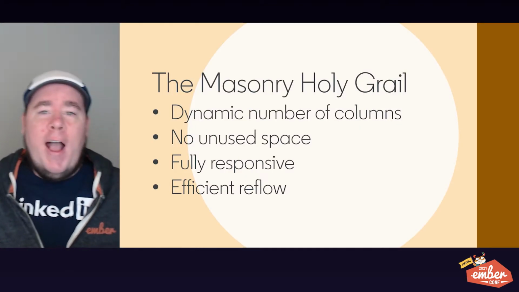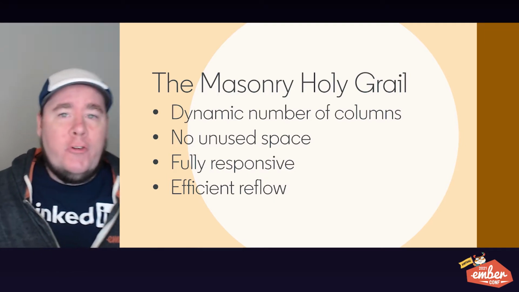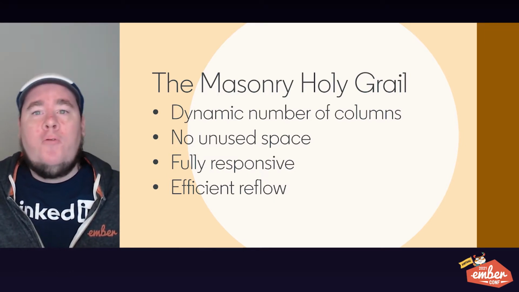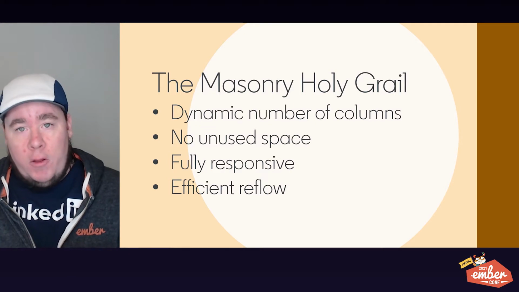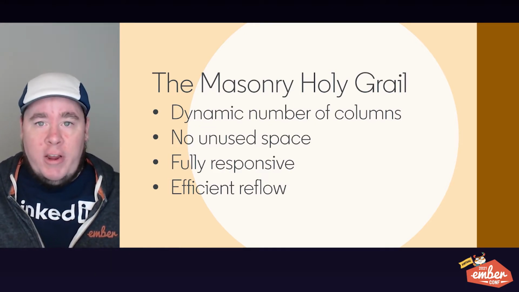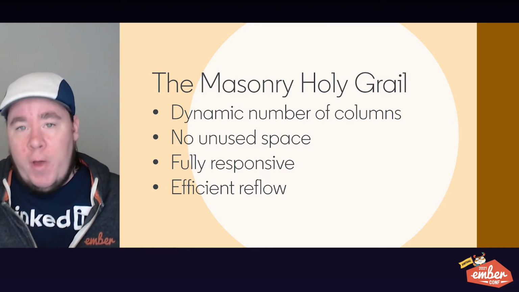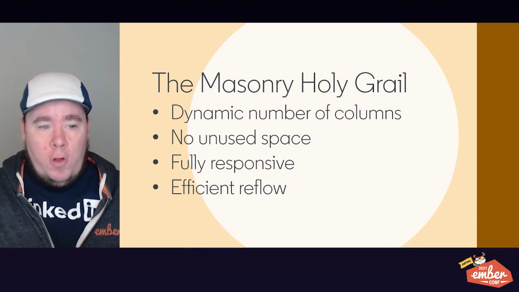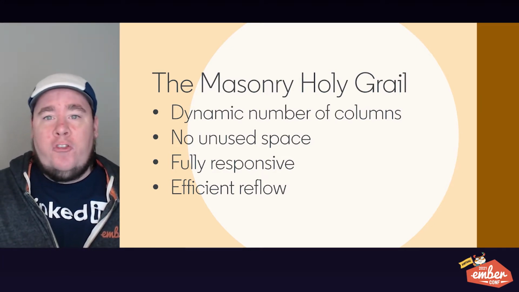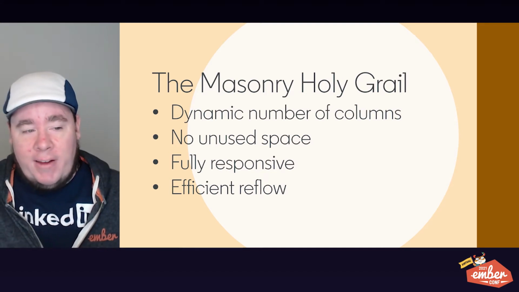So what is it that we're actually trying to accomplish with a perfect masonry layout? Well, first of all, we want to be able to account for a dynamic number of columns. So no matter what size the container of our grid is, we want to be able to fill that space with the correct number of columns based on the width of our content in each column. We also want to make sure that we're eliminating any unused space between items along the masonry axis.